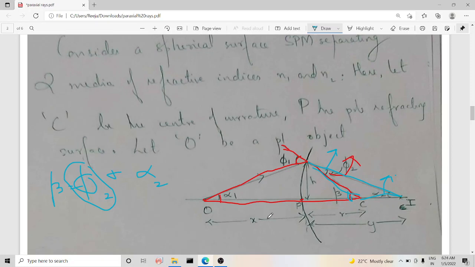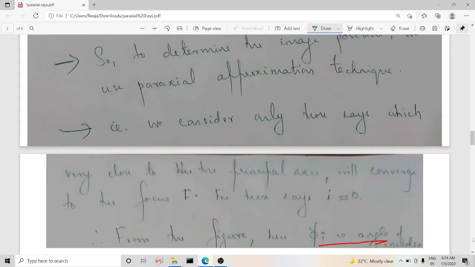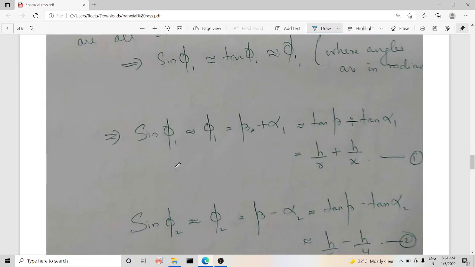Okay, so by using x, r, y and h, I am going to replace all the trigonometric ratios. So sin phi 1 is equal to, phi 1 equal to beta plus alpha 1, that is tan beta plus tan alpha 1, h by r plus h by x. Sin phi 2, phi 2 equal to beta minus alpha 2, tan beta minus tan alpha 2, h by r minus h by y.